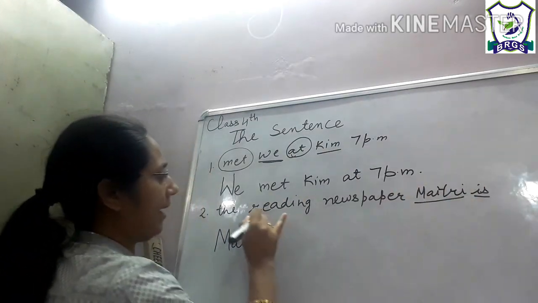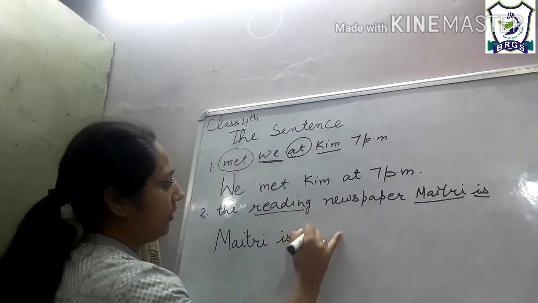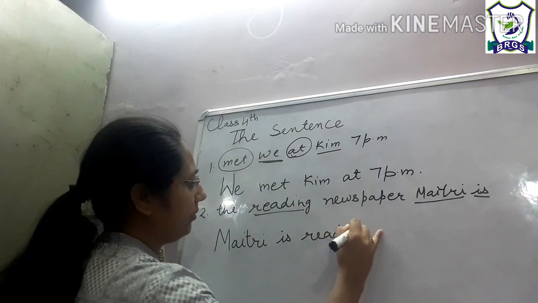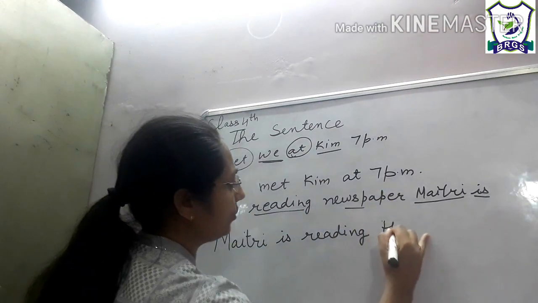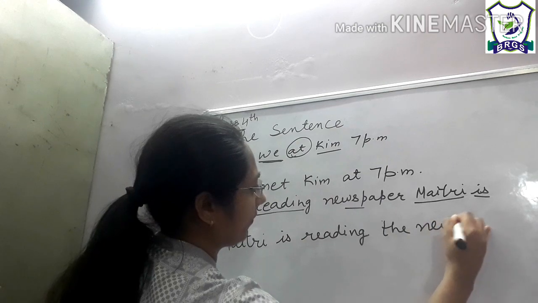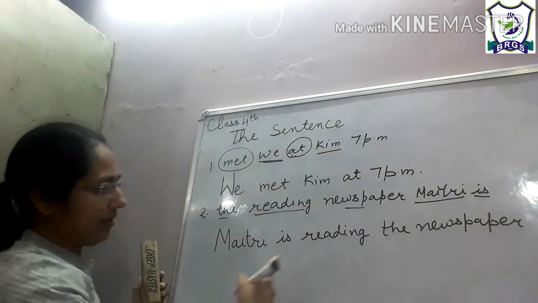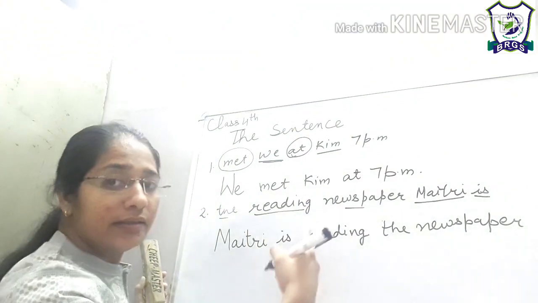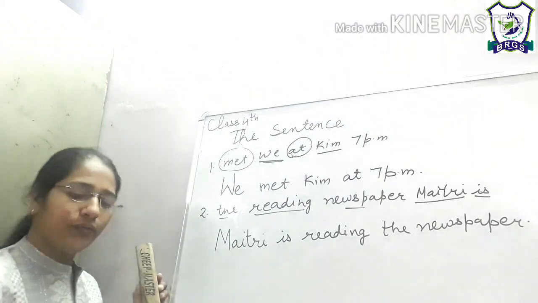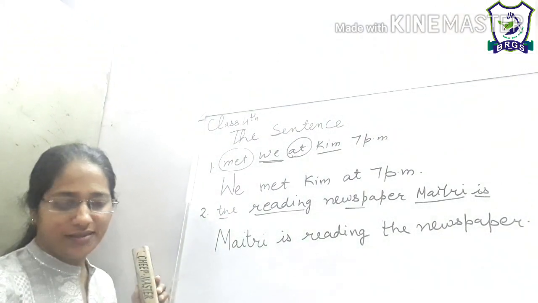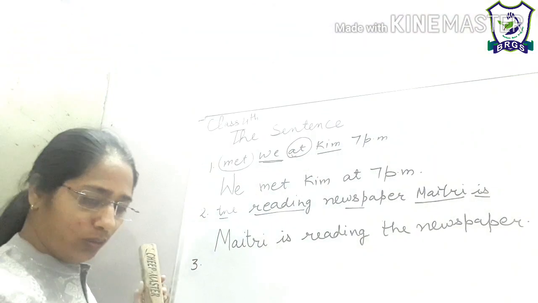Now is and reading, two verbs are there. So the helping verb will come first and the main verb will come later. Reading the newspaper. And then because it is an assertive sentence, a statement, we will end it with a full stop. So our sentence is ready. Shall we do more examples? Okay.